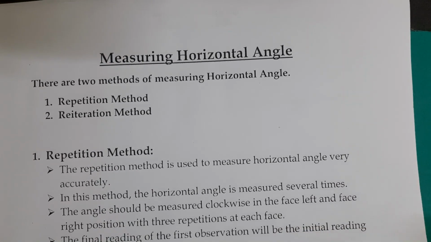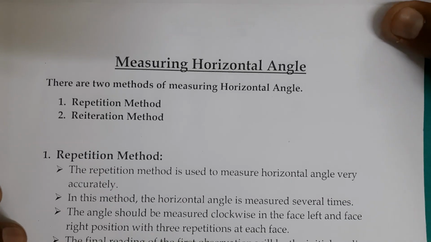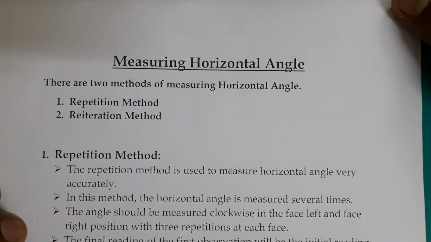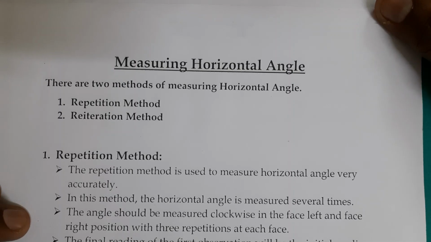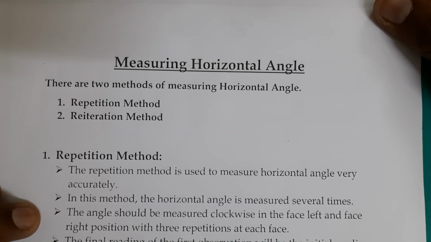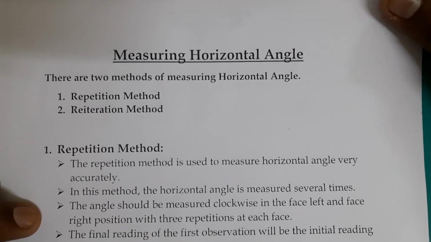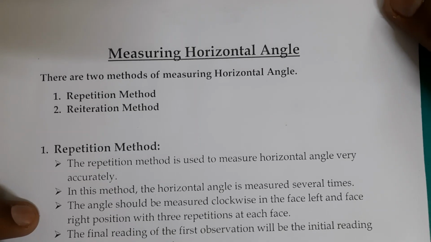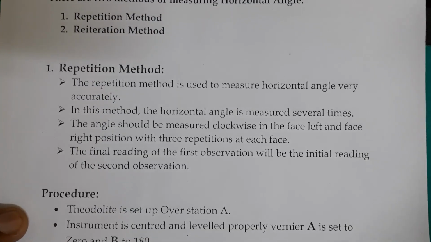Okay, hello everyone. In a previous lecture, we showed how we measure the horizontal angle using a theodolite. Now there are two methods used for measuring the horizontal angle. The first method is the repetition method, and the second one is the reiteration method. Here we will go through these two methods one by one. So the first one is the repetition method.